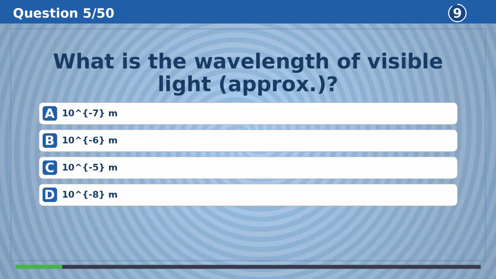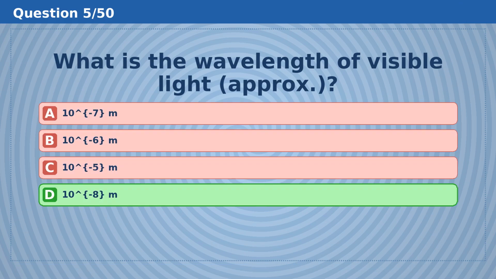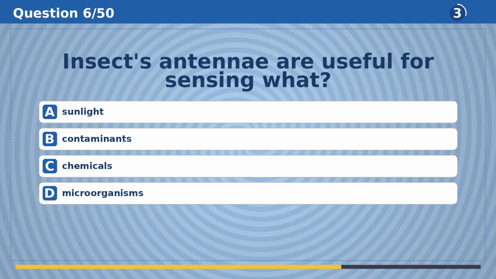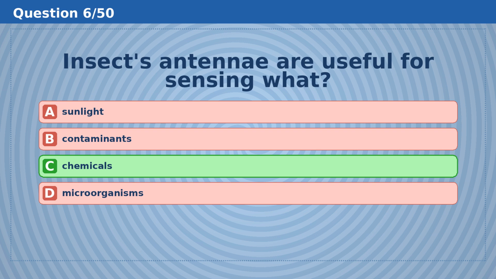What is the wavelength of visible light approx? The answer is D, 10 m. Insects' antennae are useful for sensing what? The answer is C, chemicals.